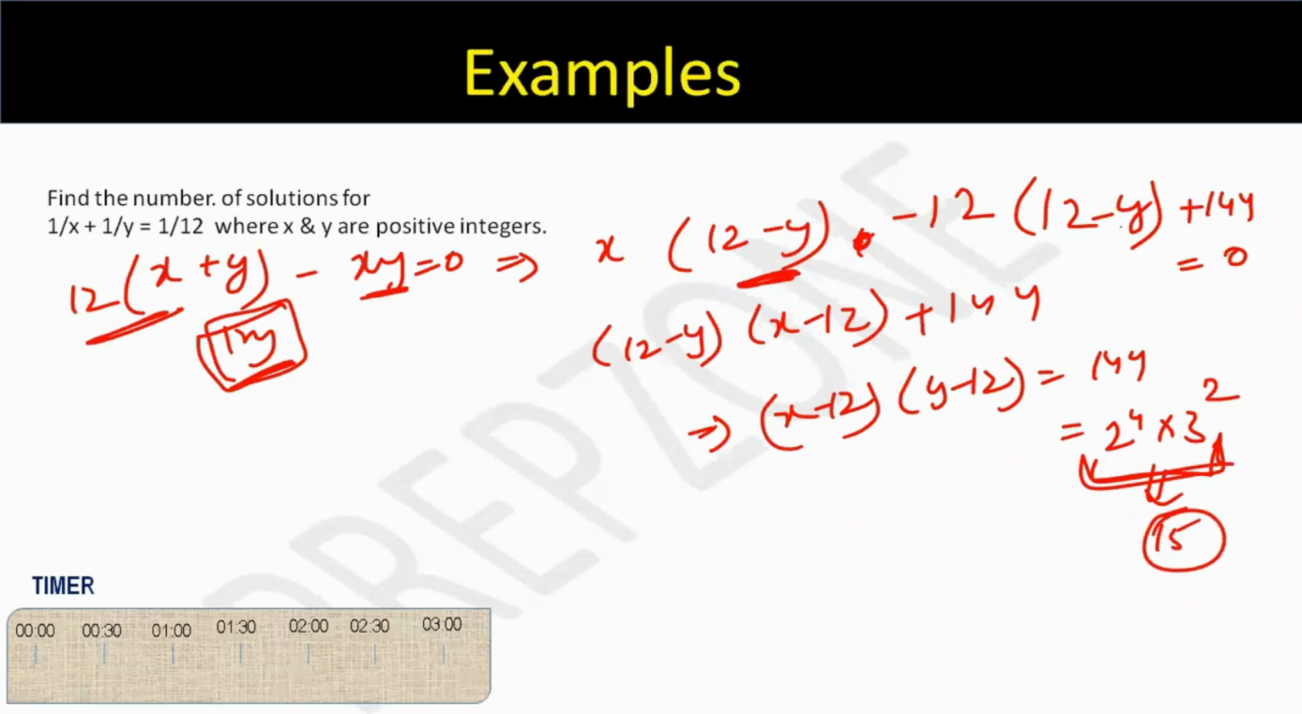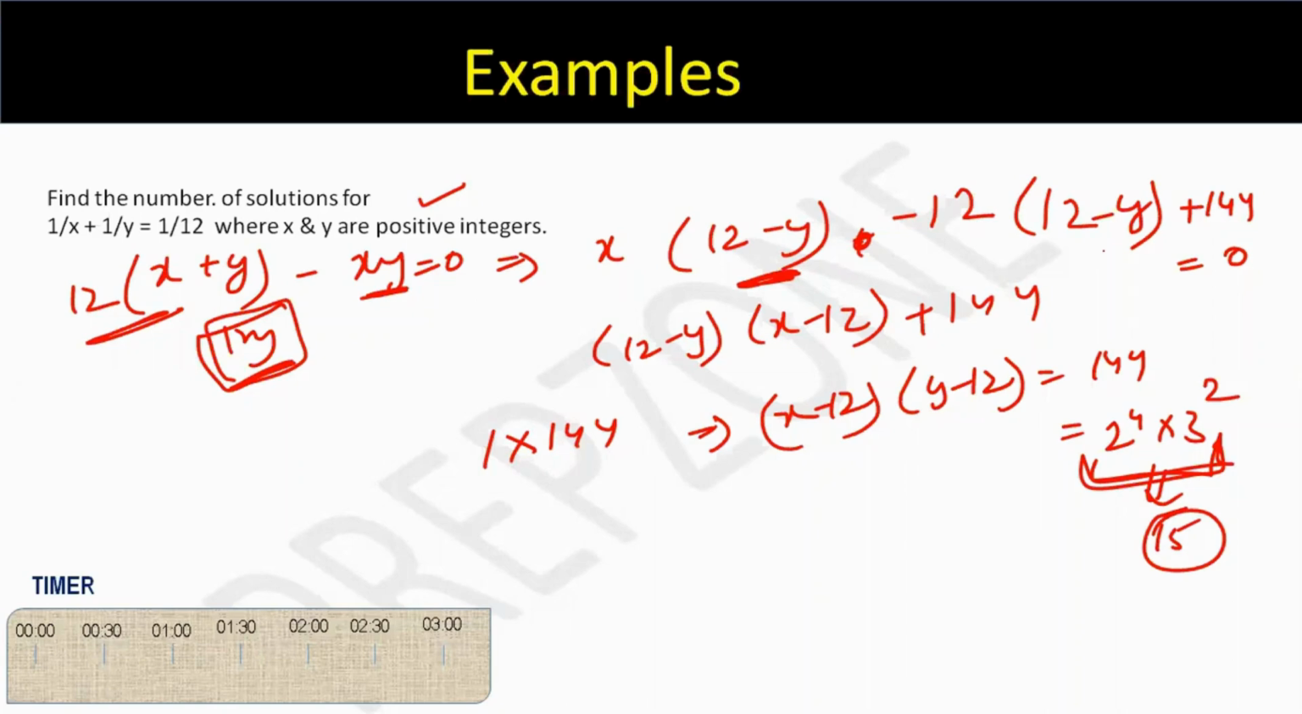Why? Because I'll tell you one, and the others you should be able to visualize. For example, 1 into 144. Which means I can say here x minus 12 is equals to 1. Yes, x minus 12 can be 1. Why? X is a positive integer. So x is equals to 13, and yes, x equals to 13 satisfies it. Similarly, y minus 12 equals to 144, which means y is 144 plus 12, 156. So yes, it also satisfies my equation.